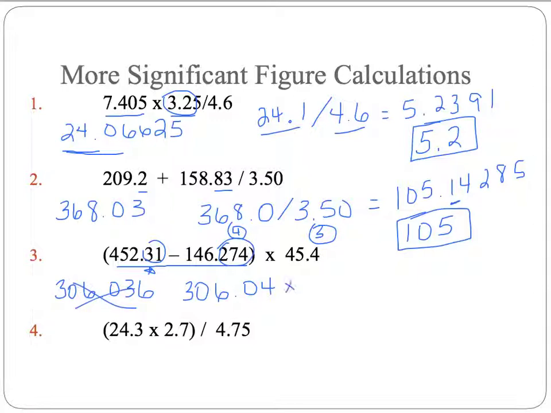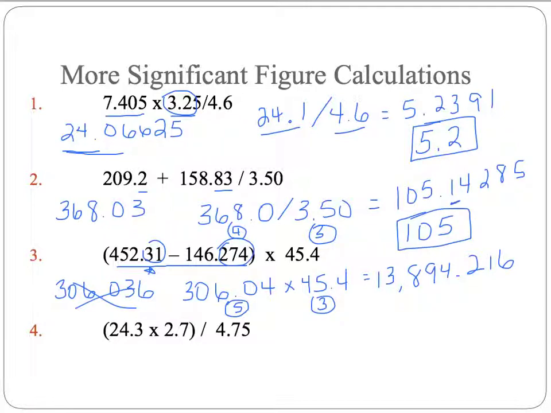Now I'm going to multiply this number by 45.4. So 306.04 times 45.4 gives me 13,894.216. Now I need to look though, because I'm multiplying. This one has 5 significant figures, this one has 3. So I somehow need to make that answer have 3 significant figures. The only way to do this one is to put this in scientific notation.